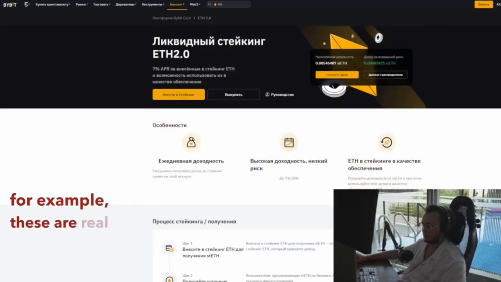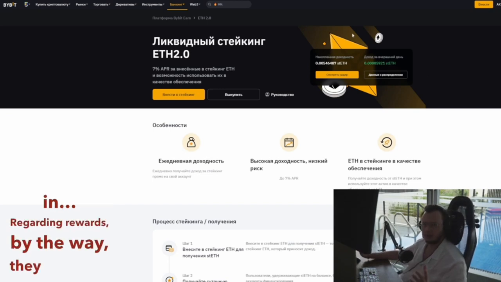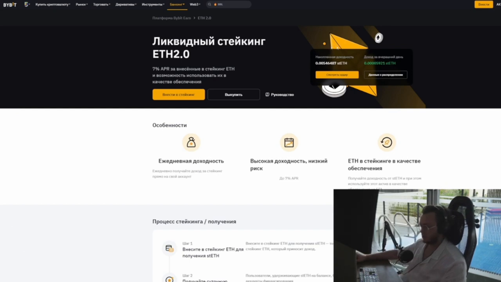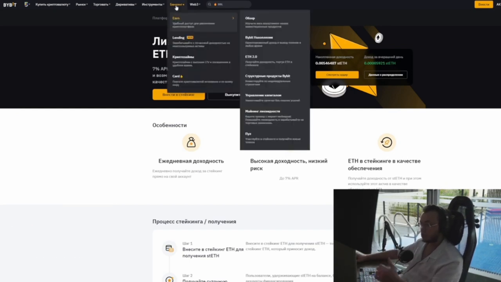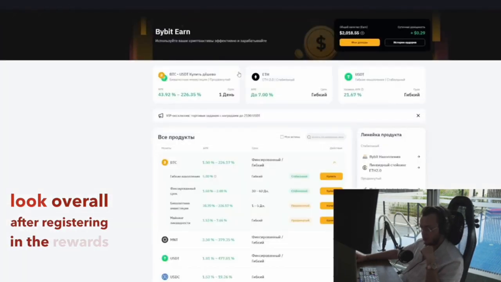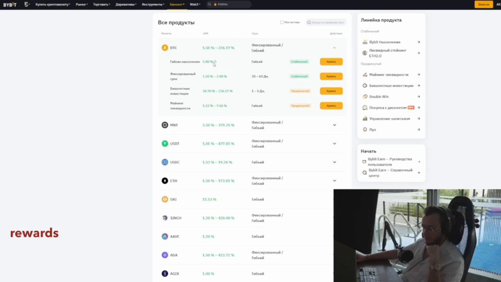For example, these are real money that you will receive. Regarding rewards, by the way, they say there are some more bonuses. I think they give referrals, some commission discounts. Have a look overall after registering in the rewards section. Beyond these $100, take everything else in the rewards section.